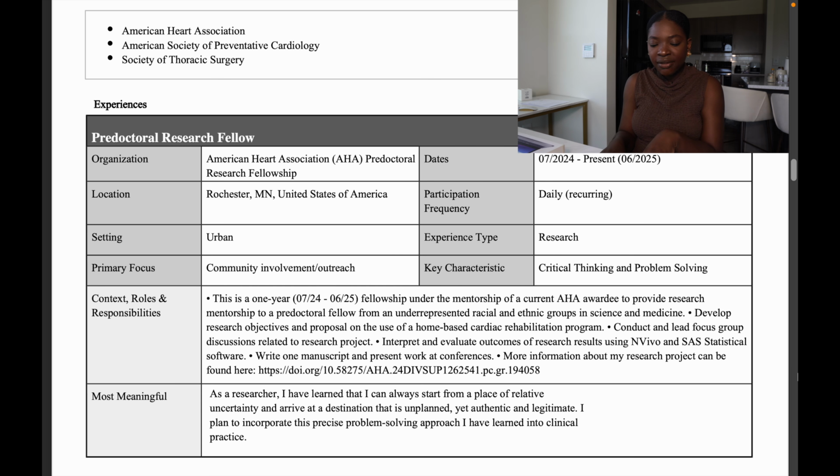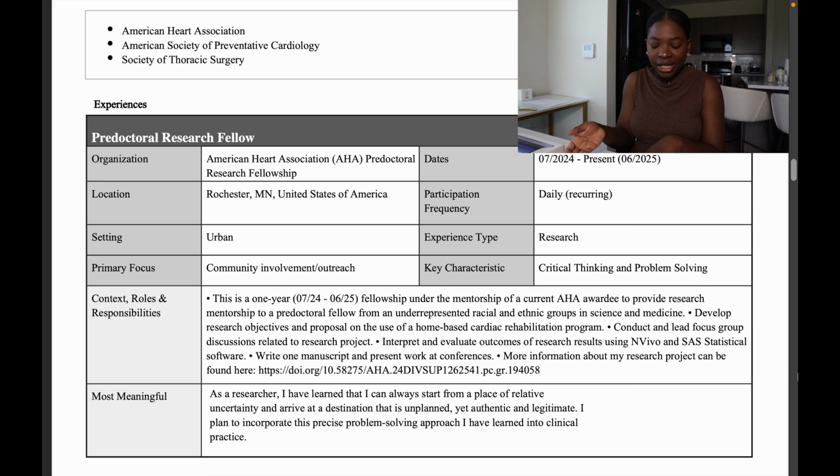The next section, you have to discuss what the context was, what the role was, and what the responsibilities were. For me, I put down that it's a 1-year fellowship under the mentorship of a current AHA awardee to provide research mentorship for a pre-doctoral fellow from an underrepresented racial and ethnic group. The reason it's important to do this is because you know your experience, but sometimes we have a blind spot, not realizing that other people do not know this, and people in the medical field love to learn. So this is one way to teach them about what you're doing and what it's about.